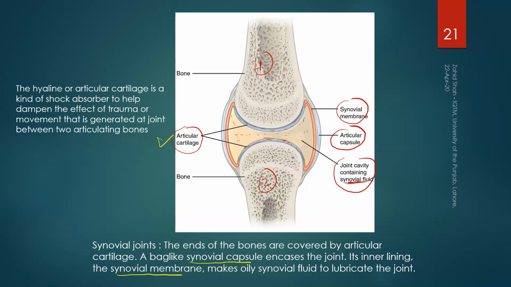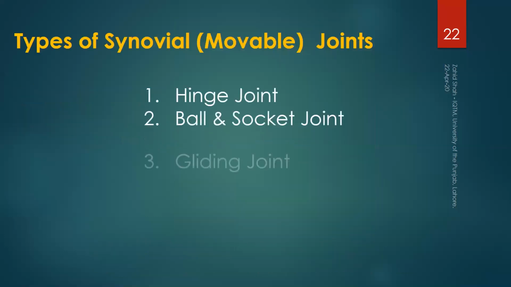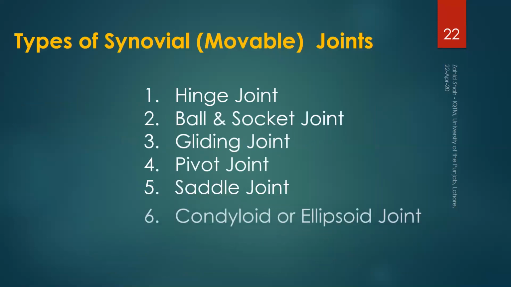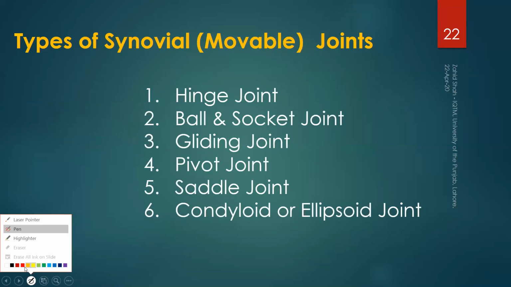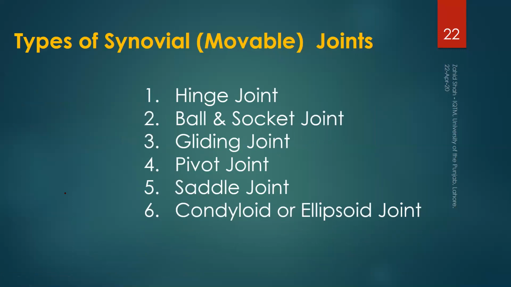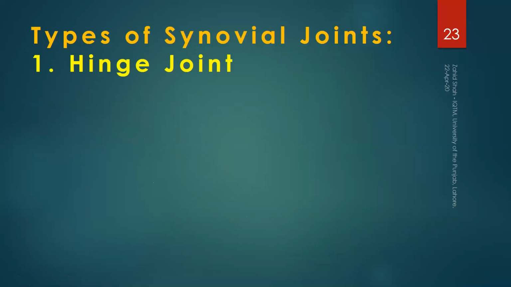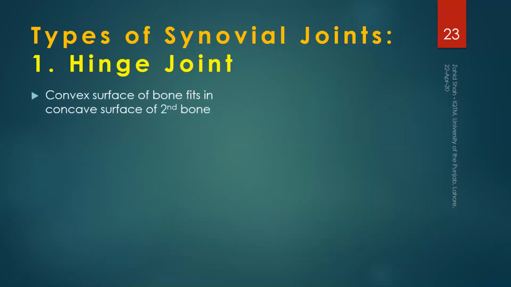If you have any question, you can ask during the question answer session. So there are six types of synovial joints or freely movable joints. We'll see them in detail: hinge joint, ball and socket joint, gliding joint, pivot joint, saddle joint, and ellipsoid joint, that is also called condyloid joint. First, hinge joint. Convex surface of a bone fits in the concave surface of the second bone.